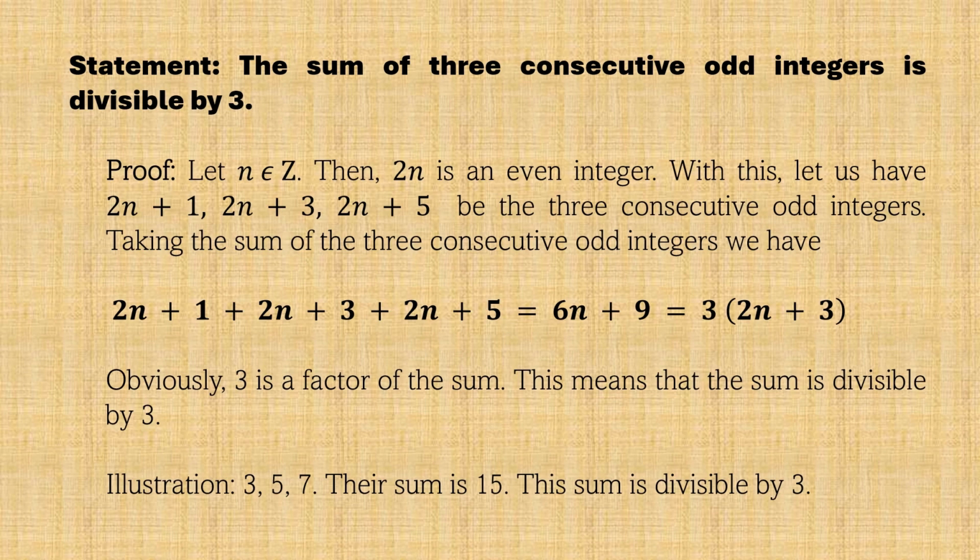Illustration: say the three consecutive odd integers are 3, 5, and 7. Their sum is 15. This 15 is divisible by 3.